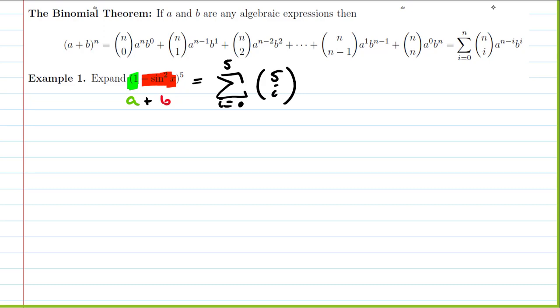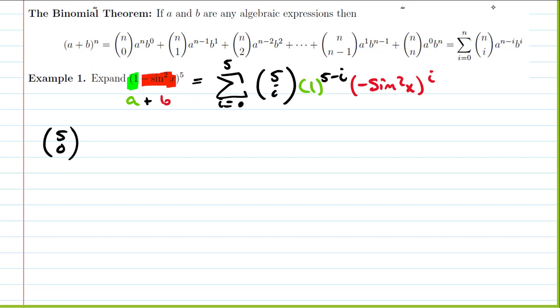So then that's going to give us A, or in this case 1 raised to the 5 minus I, which is not going to be anything, times B, which is going to be negative sine squared x, just raised to the I. So now, if we wrote all of that out, which I will this time, it would be 5 choose 0, because we let I go from 0 to 5. Well, 1 to any power is just going to be 1.